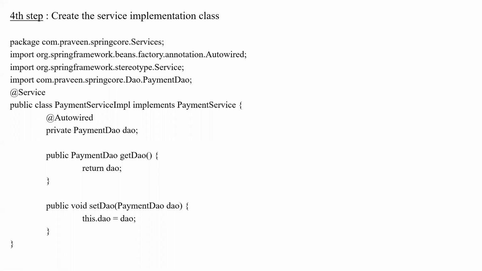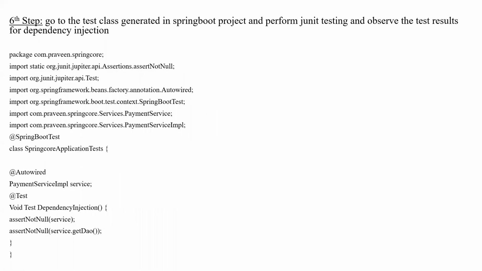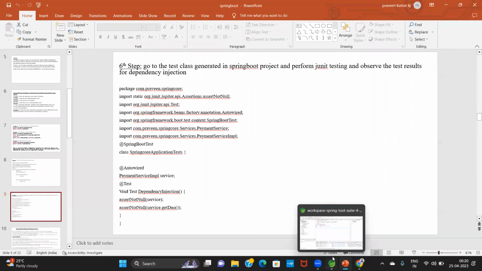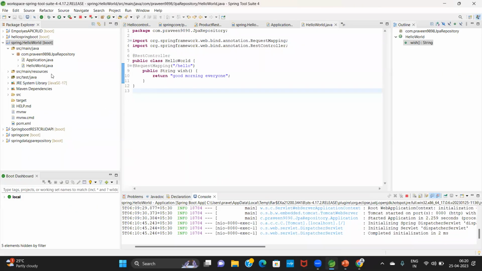Guys, now to confirm whether this dependency injection is happening or not, we have created one more class, that is the test class. The test class will be automatically generated. But you have to keep your own test cases in that. Every time you create your Spring Boot project, a test class will be generated. See here, last time in the Spring Tool Suite, you created this one, right? You can go here. There is src/test/java. There is one package. You can click here. There is a test class generated.